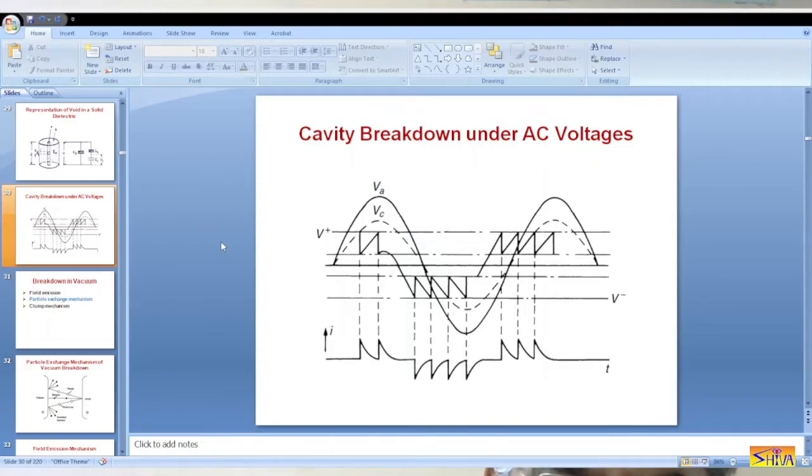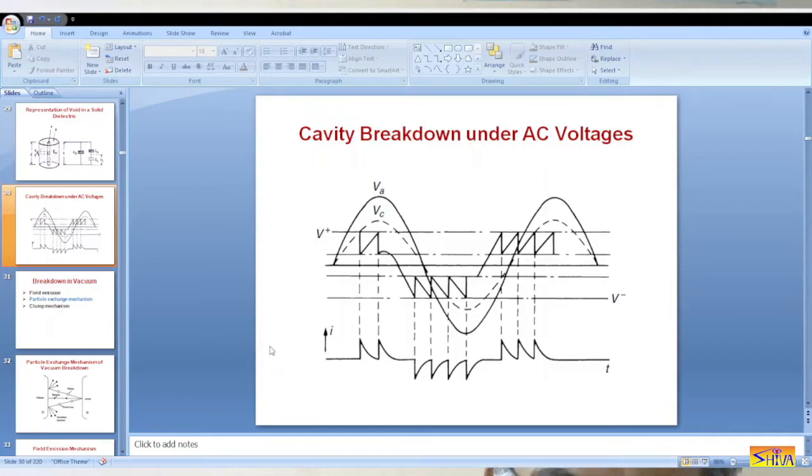So as soon as the voltage across the cavity reaches 2.12 kV, the cavity breaks down. So there will be a collapse of the voltage. At this moment, we observe the current pulse. This is the corona or partial discharge extinction voltage. From here also the current or voltage will start increasing. It is increasing according to this VC. So again at this point it is crossing 2.12 kV, so there will be breakdown of the cavity.